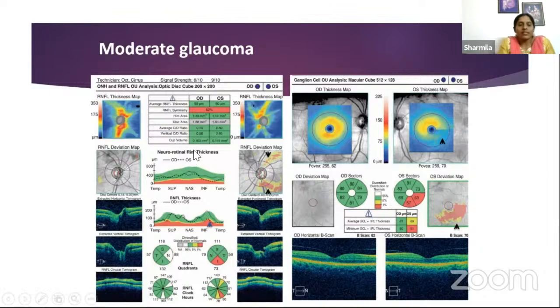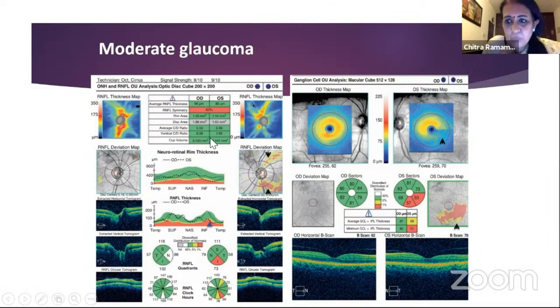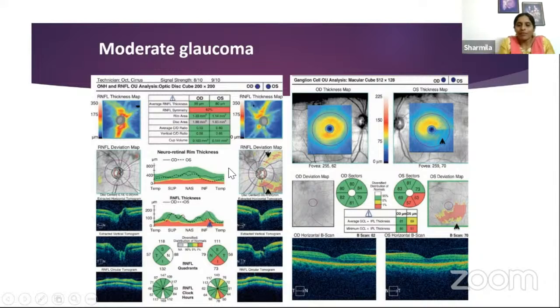In case of moderate glaucoma, this is a patient who has a very good signal. Conclude, sorry. Yes, madam. I've just finished, madam.